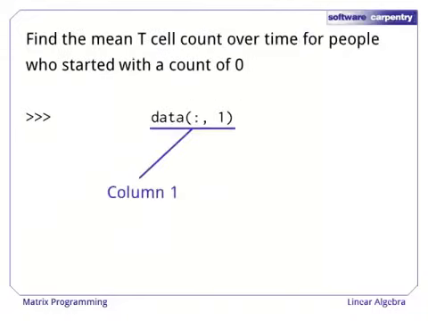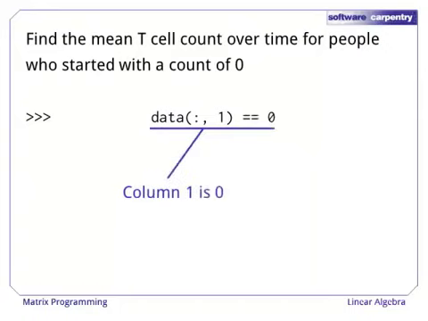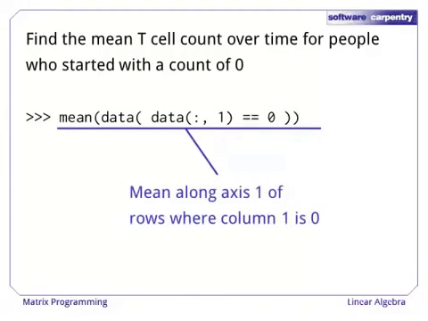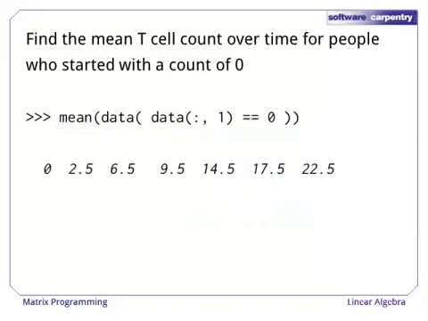Now let's find the mean T cell count over time for those people. Once again, we start by selecting column 1 and testing it to create a Boolean mask. Using that mask as a subscript gives us the rows that have 0 in the first place. We can now use the mean function along axis 1, i.e. across all patients, which gives us the average behavior of patients who started with no responsive T cells at all.